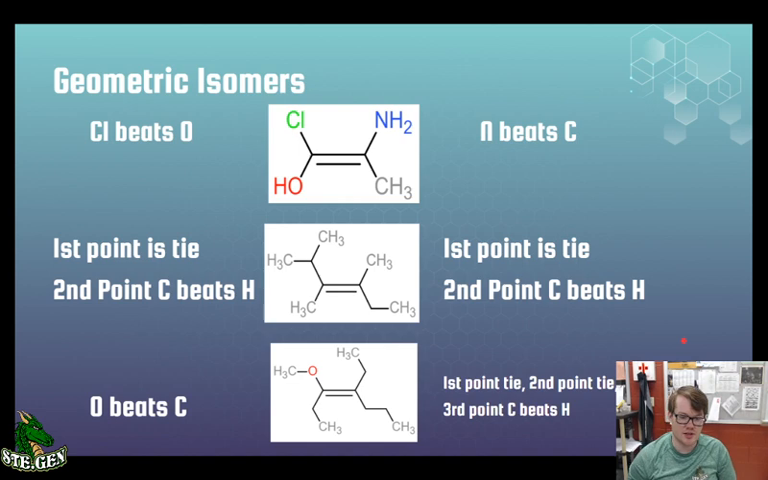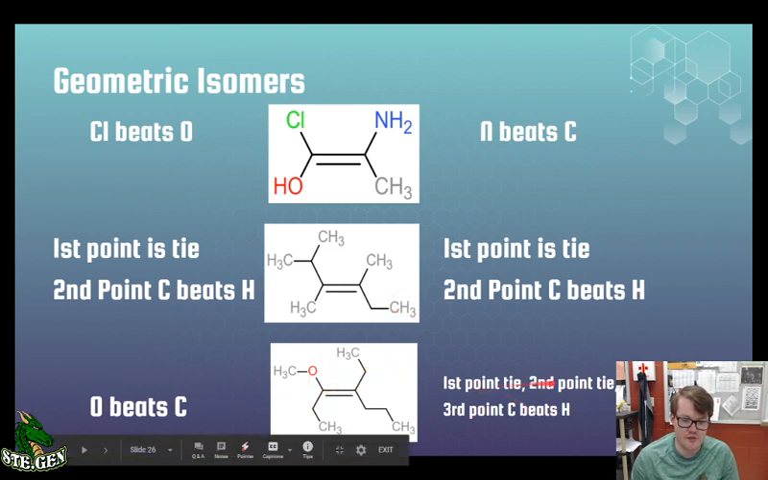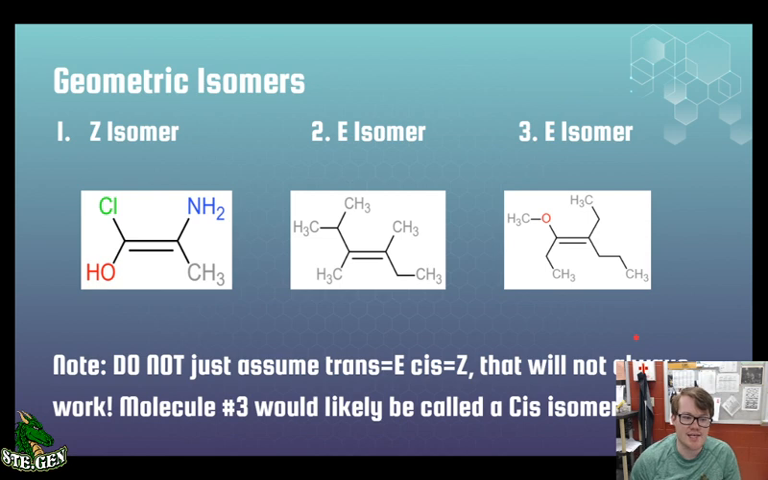And I believe that should be what the next side is. So Cl beats O, and then N beats C. First point is a tie. On second point, the C beats the H up here. First point is a tie. Second point, C beats an H over here. O beats the C. First point is a tie. Second point is a tie. And then third point, C beats H. Okay. So Z, E, E.